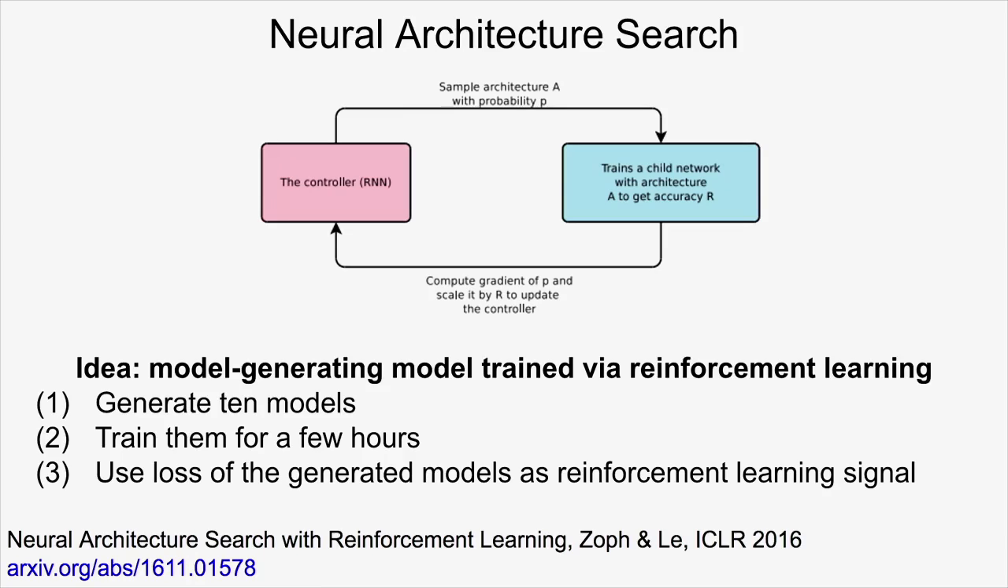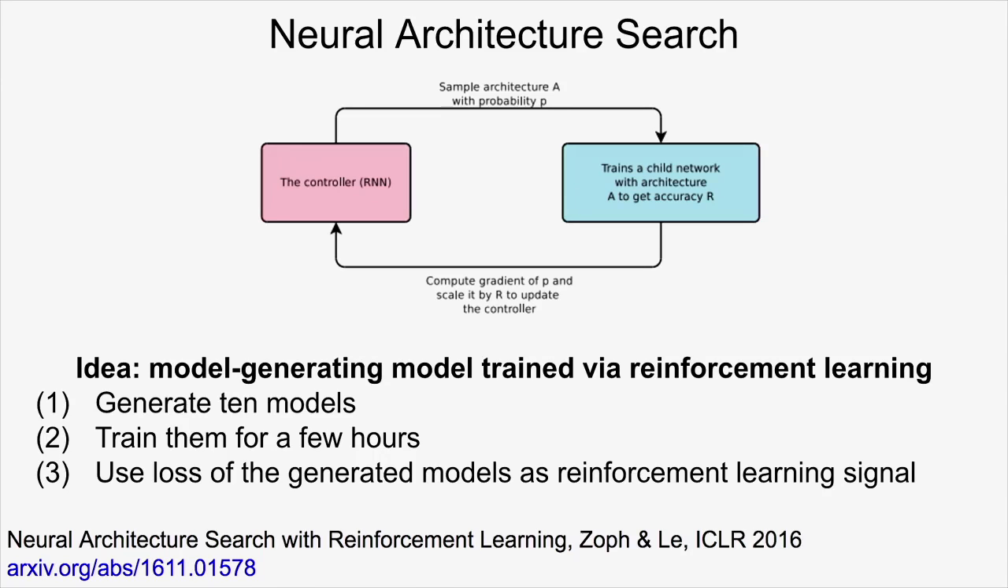So here, what we're going to do is have a model generating model. It's going to generate a description of a model, all those sorts of decisions that a human machine learning expert would make. And then we can train those models on the problem we actually care about. And then we can use the accuracy of those models as an indication of how well they worked, and then use that as a reinforcement learning signal to train the model generating model, essentially steering it towards models that seem to work pretty well and away from models that didn't work as well.